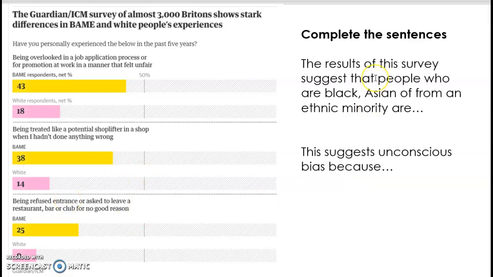What I'd like to do is to copy and complete these 2 sentences. The results of this survey suggest that people who are black, Asian or from an ethnic minority are... This suggests unconscious bias because... So please pause this slide, copy and complete the sentences, and then restart the slides.